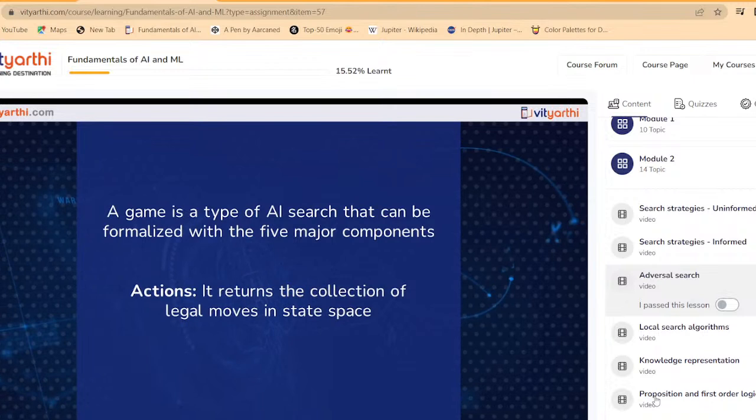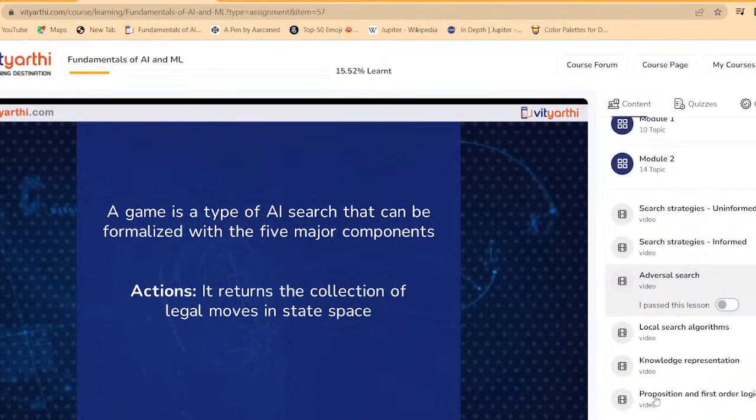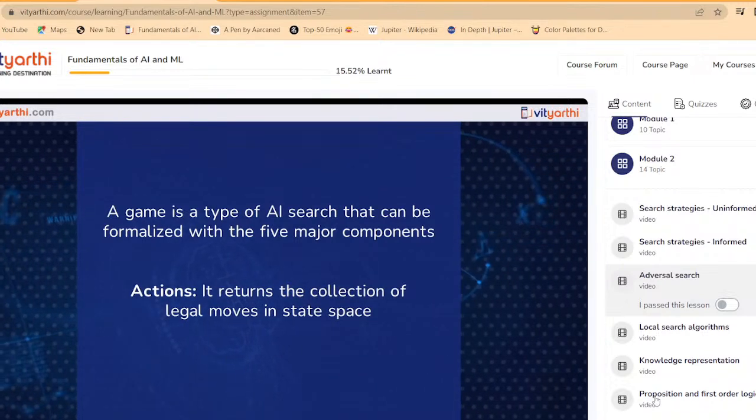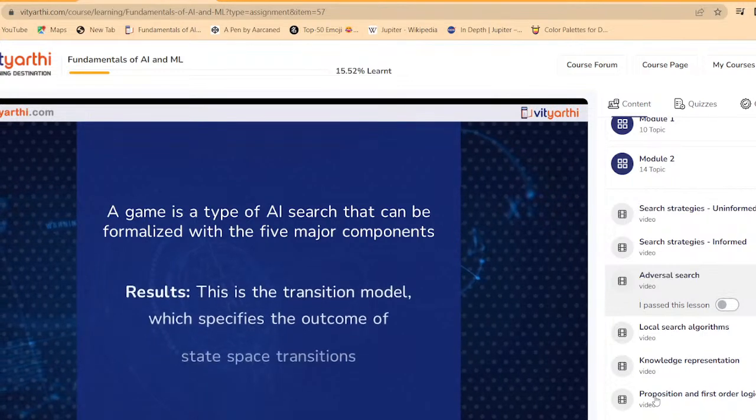The third one is the action. It returns the collection of legal moves in state space. The fourth one is the result.